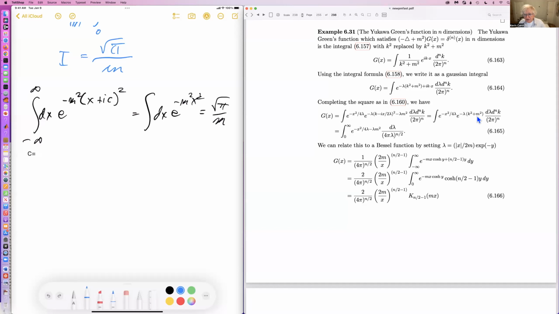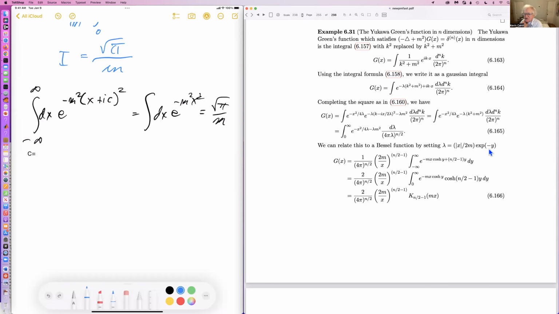Then we complete the square once again, and having completed the square, we then can do the k integrations. The k integrations are just e to the minus lambda k squared. So it's the same trick, the same standard Gaussian integral that I worked out for you before. And then we have a d lambda. And to relate this to a Bessel function, we set lambda equal to this.